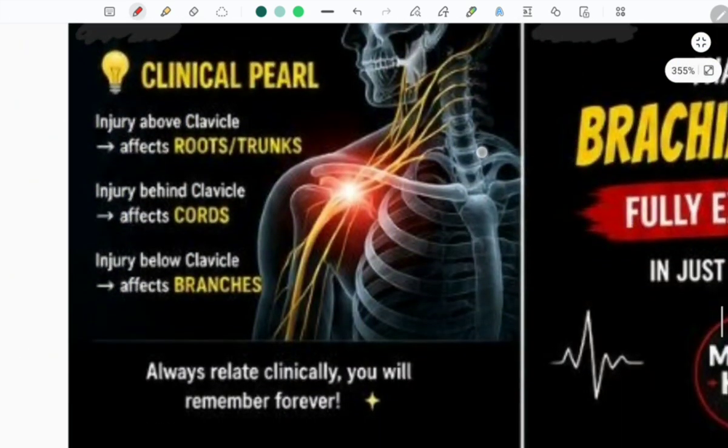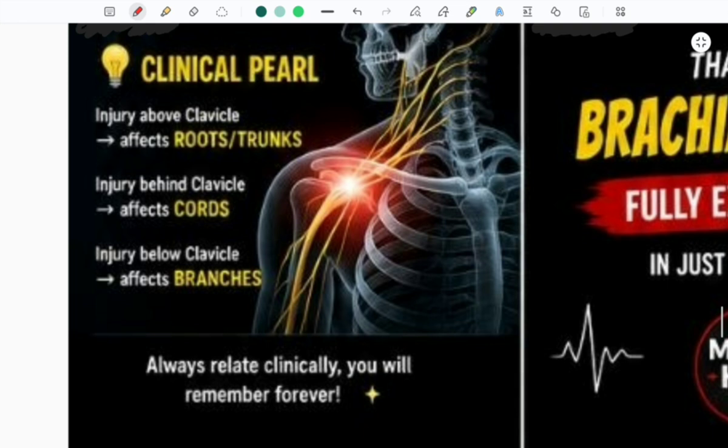Now a clinical pearl. Injury above the clavicle affects roots or trunks. Injury behind the clavicle affects the cords, and injury below the clavicle affects the branches. Most questions in university examinations are clinical based, so this will help you get marks. So remember these things.